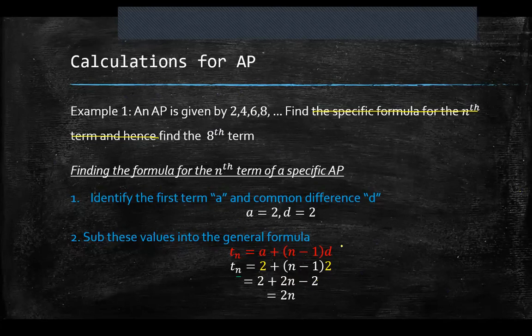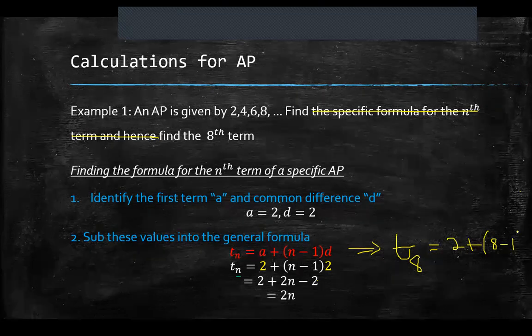You could actually say, okay, this is my general formula. I want to find the 8th term. All I have to do is T of 8, which is the 8th term, is equal to a, which is 2, plus n minus 1. N would be 8, right? Because I'm trying to find the 8th term. So that's 8 minus 1, and I already found out that d is 2. Simplify this, and you would get your 8th term. 8 minus 1, 7. 7 by 2 is 14. 14 plus 2 is 16.